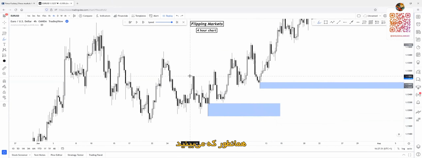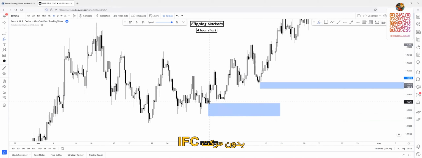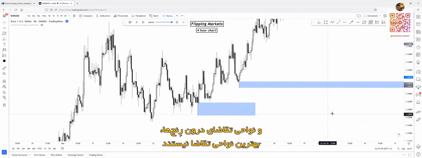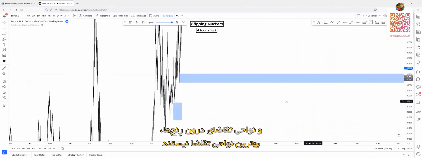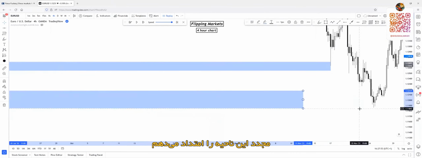As you can see, it just did a small change of character or break of structure to the upside with not much of an inefficient push, and a small liquidity sweep. So yeah, this region is just a range, and demands in ranges aren't the most valuable demand zones. Okay, so I will just extend this zone here again.